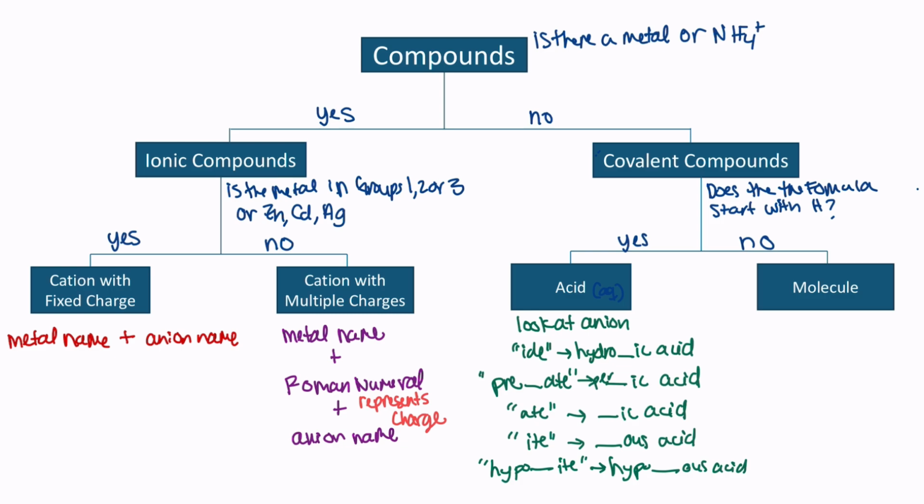And remember, with molecules, we use the Greek prefixes to identify how many of each atom is in the molecule. Nomenclature takes a ton of practice. If you use this flowchart, you will be much more successful in your practice. So make sure you get that practice in.